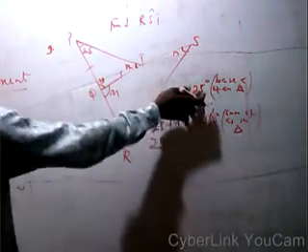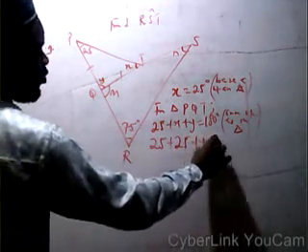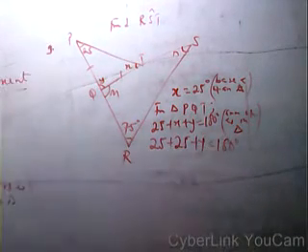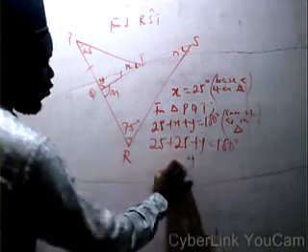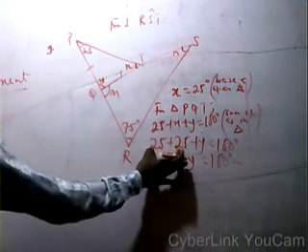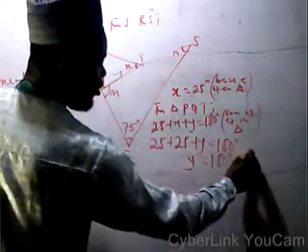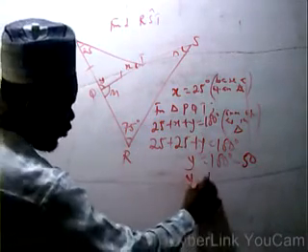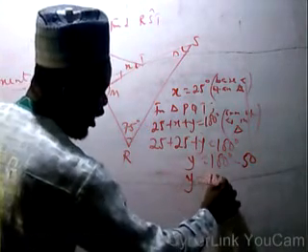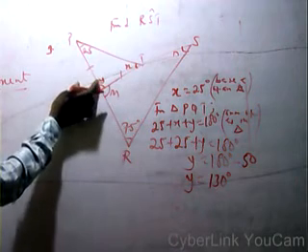What is x? X is also 25. So 25 plus 25 plus y equals 180 degrees. So we are going to have y equals 180 degrees minus 25 plus 25, which is 50. So y becomes 180 minus 50, and that is 130 degrees. Right?